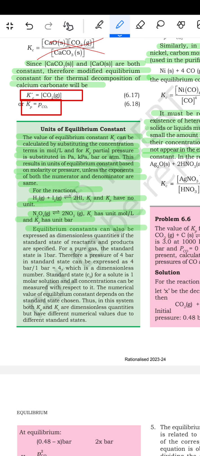Equilibrium constant can also be expressed as a dimensionless quantity if the standard state of the reactants and the products are specified. For a pure gas, the standard state is 1 bar. Therefore, a pressure of the 4 bar in the standard state can be expressed as the 4 bar by 1 bar, यानी कि 4, which is a dimensionless number. A standard state C naught for a solute is 1 molar solution and all the concentration can be measured with respect to it. The numerical value of the equilibrium constant depends upon the standard state chosen. Thus, in this system, both Kp and the Kc are dimensionless quantities but have the different numerical values due to the different standard states.